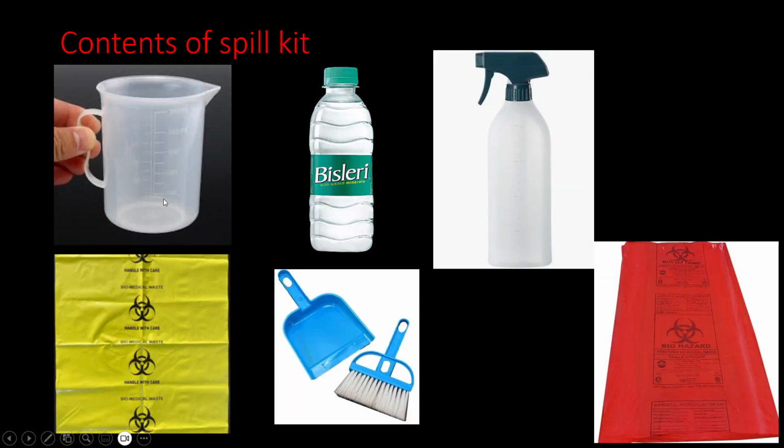Then we have a measuring jar, a bottle of tap water, or sometimes we keep 5% hypochlorite also, then a sprayer, a yellow dustbin bag, a red dustbin bag, and a broom and dustpan. Adsorbent material will also be present inside the spill kit, like either tissue paper or proper adsorbent paper.